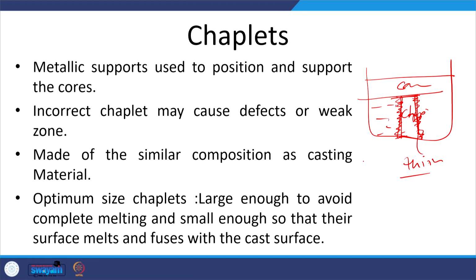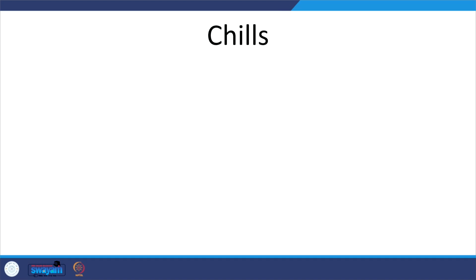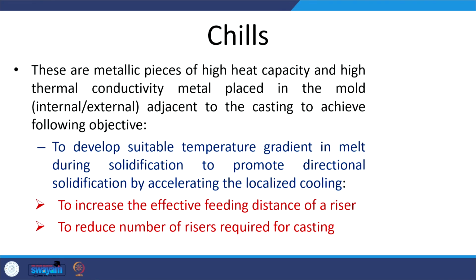But if it is very thin, then the entire chaplet will melt, and that can displace the core from its position. So, that is why the optimization of the size of the chaplet is crucial. Chaplet must be large enough to avoid complete melting, or small enough so that the surface melts and fuses with the cast surface to become a part of the casting.